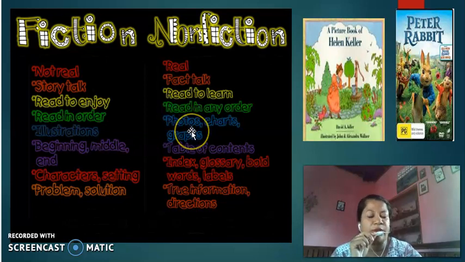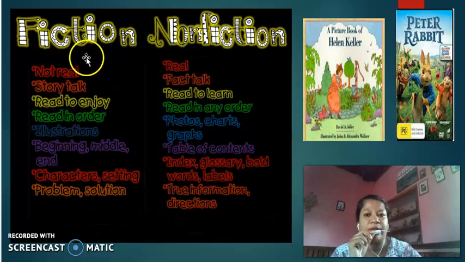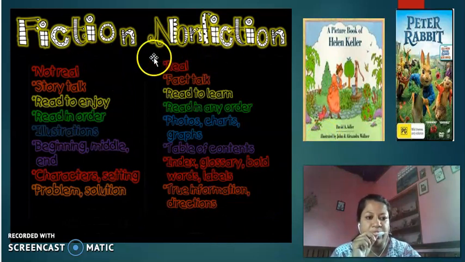It has photographs of the real person. Okay, it has pictures also of the books which she read. You will have a table of contents. Okay, if you see in your volume 3, you will find the story. You have an index, a glossary, okay, bold words, labels, okay, and true information. The book contains true information. So this is your difference between fiction and non-fiction. So I hope you have understood what are fiction books and what are non-fiction books.